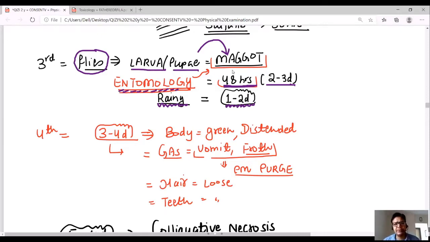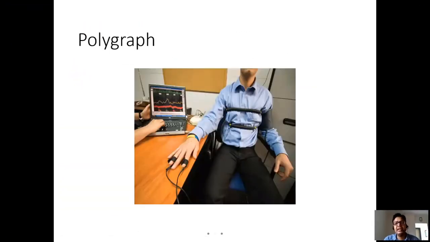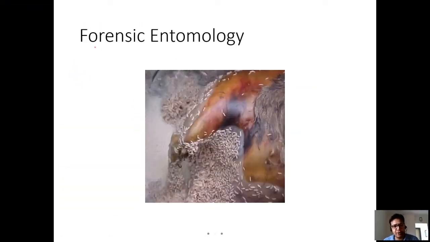I will show you the picture because this picture also comes in exam. So this is maggots. You will see larva and pupa on the body. This study is known as the study of maggots. And as I told you, maggots are seen after 48 hours.